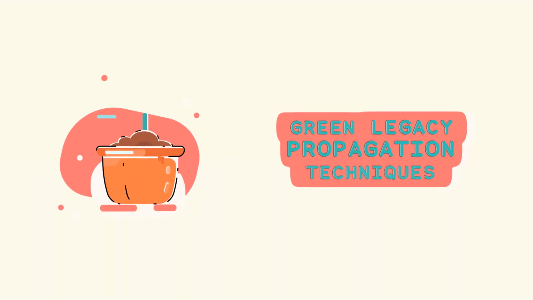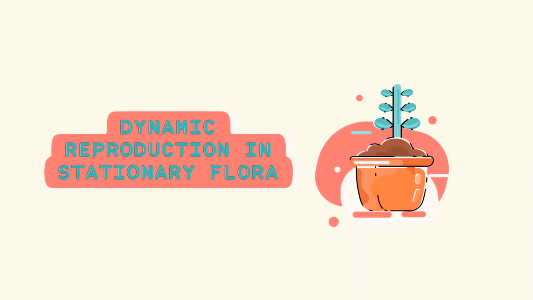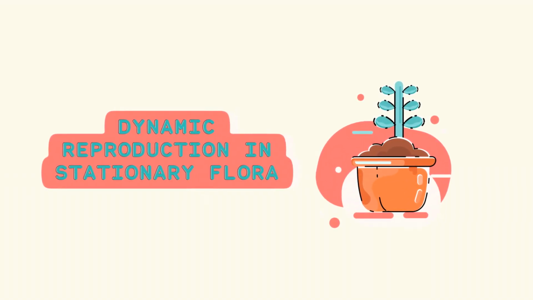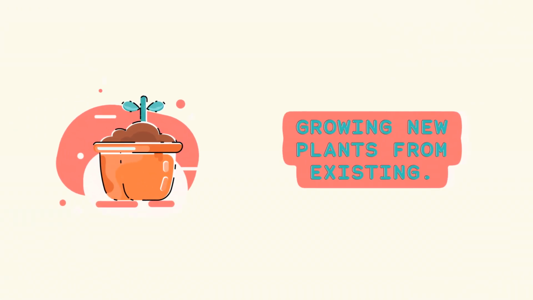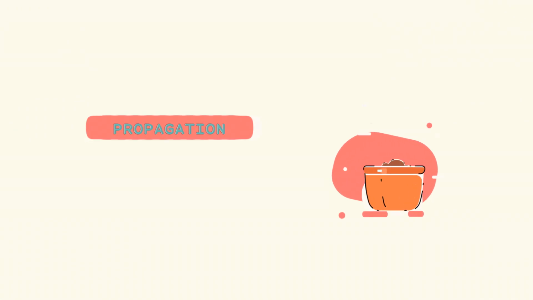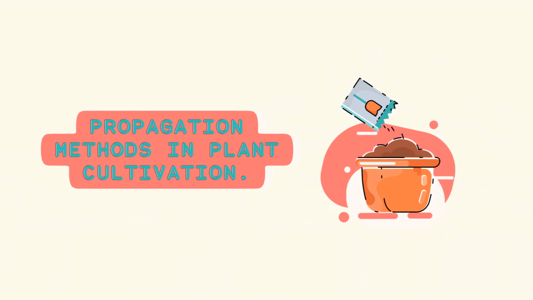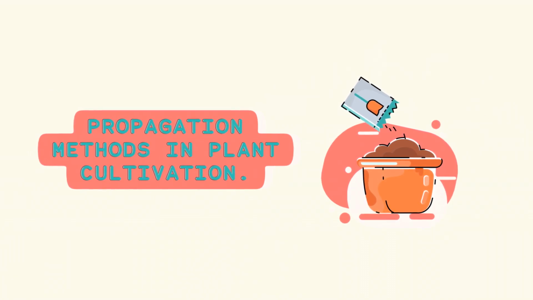Propagating the green legacy, techniques for plant multiplication. Plants, despite their apparent stillness, possess a remarkable ability to reproduce. Plant propagation refers to the deliberate multiplication of new plants from existing ones. This can be achieved through two main methods: sexual propagation, using seeds, and asexual propagation, using vegetative plant parts.